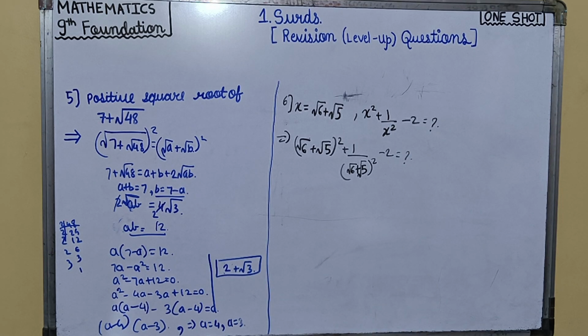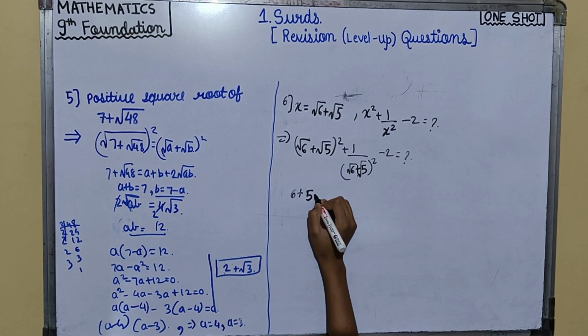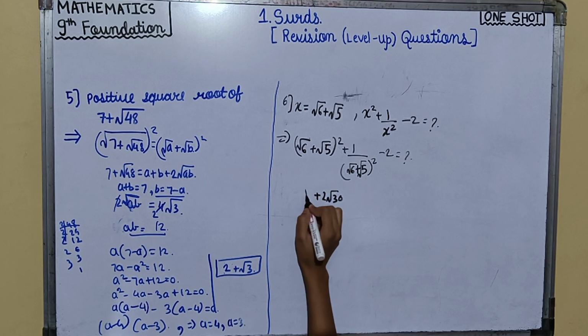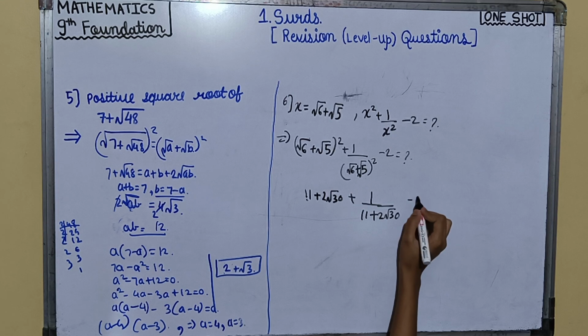In this, you can see the identity of x, yes, the identity, or else you can write it like that only. Root 6 plus root 5's whole square, you will get root 6 whole square, that would be 6, plus 5 plus 2 root 30, means 11 plus 2 root 30, plus 1 by 11 plus 2 root 30, minus 2 is equal to what?